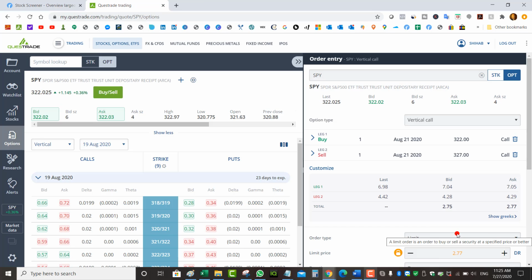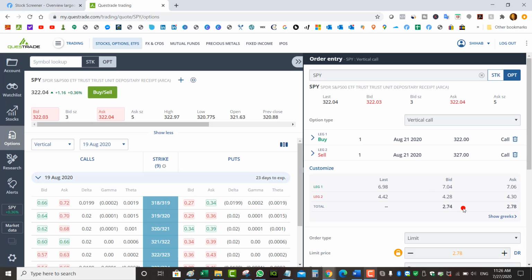So how do I make money from this? The way I make money from this is if I think SPY is going to move up. If SPY is going to move up and at expiration it closes at 327 or higher, then this trade that I paid $278 for, I'll be able to sell it for $5. My max selling price will always be $5 if the difference between both strikes is 5. So my profit is capped, and my profit only happens if the stock moves in a certain direction by a certain time.